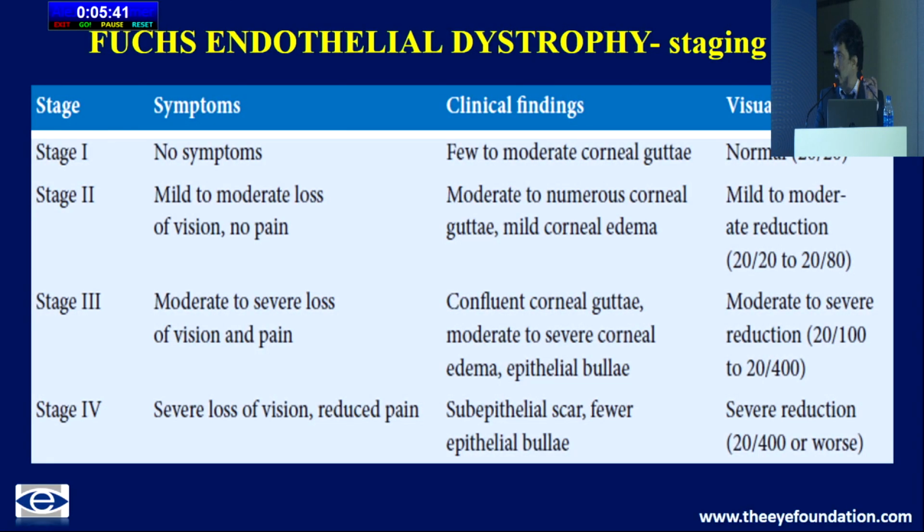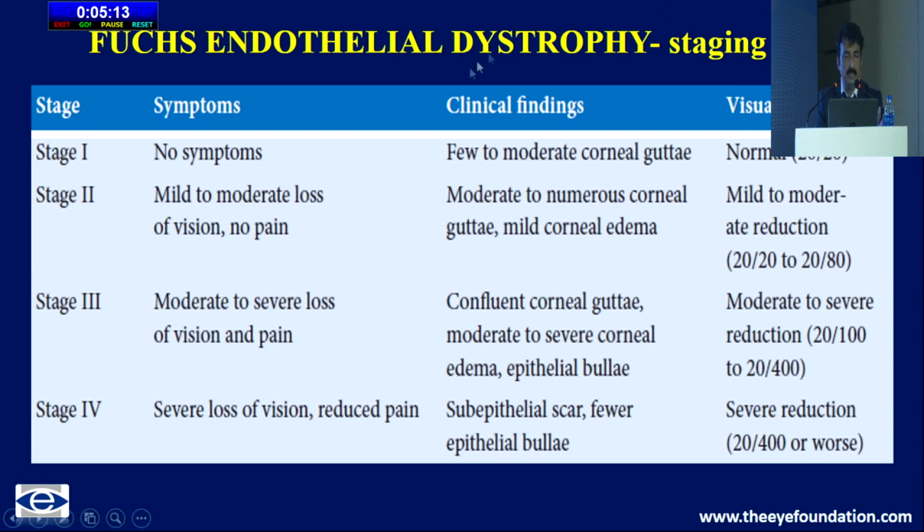It's actually on grade stage 2 endothelial dystrophy. We all know Fuchs endothelial dystrophy is an autosomal dominant type of dystrophy. It's a non-inflammatory condition, and before going further, we should know what are the stages of Fuchs dystrophy.